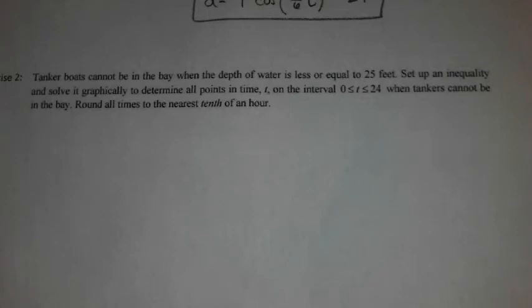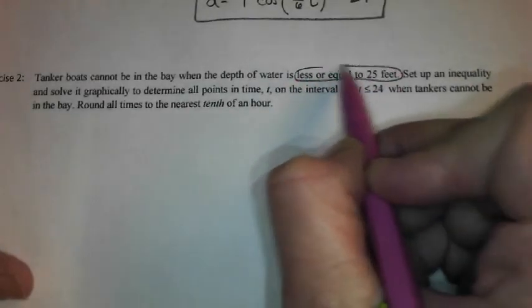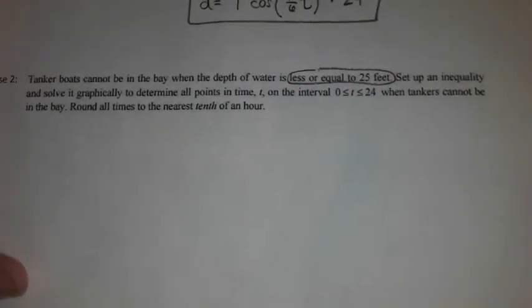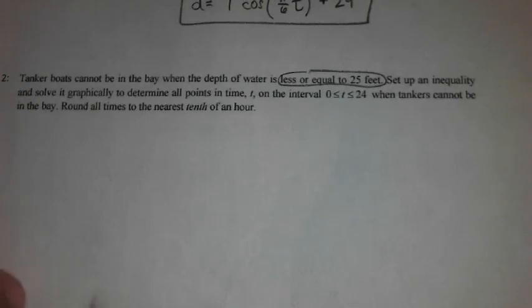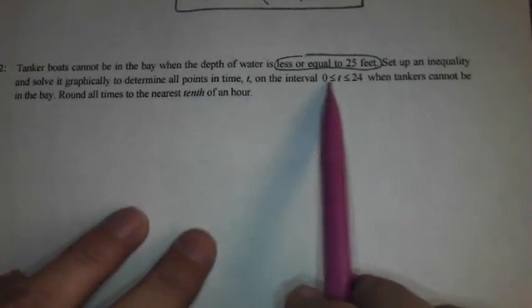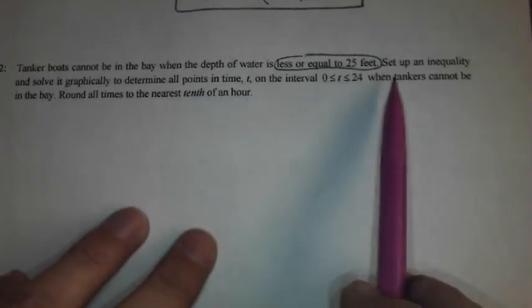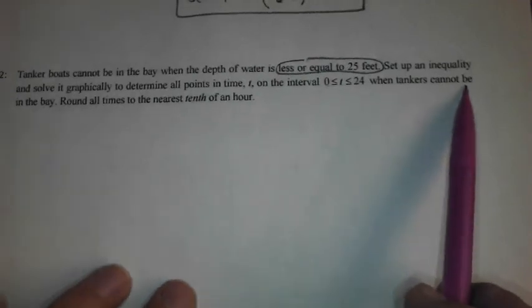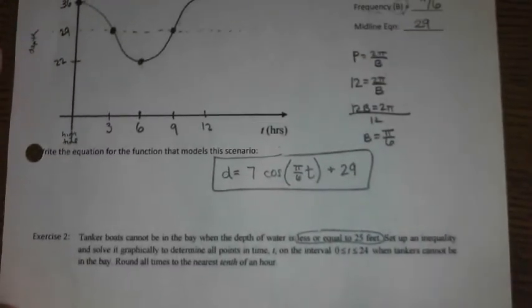Tanker boats cannot be in the bay when the depth of water is less than or equal to 25 feet. Okay? So it wouldn't be deep enough for that big of a boat. Set up an inequality and solve it graphically to determine all the points in time t, where t is between 0 and 24 hours, when tankers cannot be in the bay. Round all times to the nearest tenth of an hour. Oh, so this is piggybacking on this question. Maybe you can write it down. I thought it was going to be a whole new question.